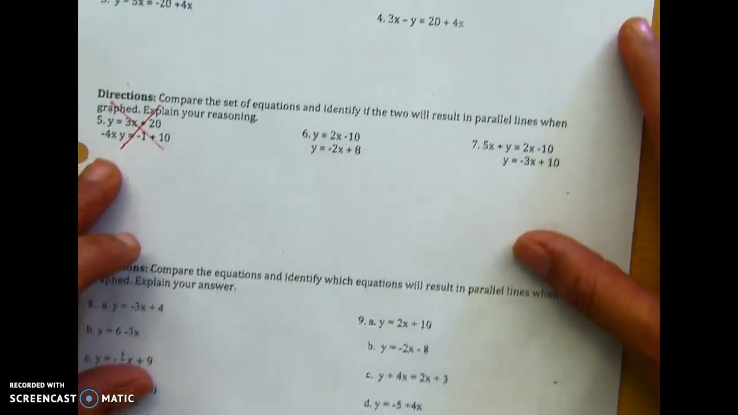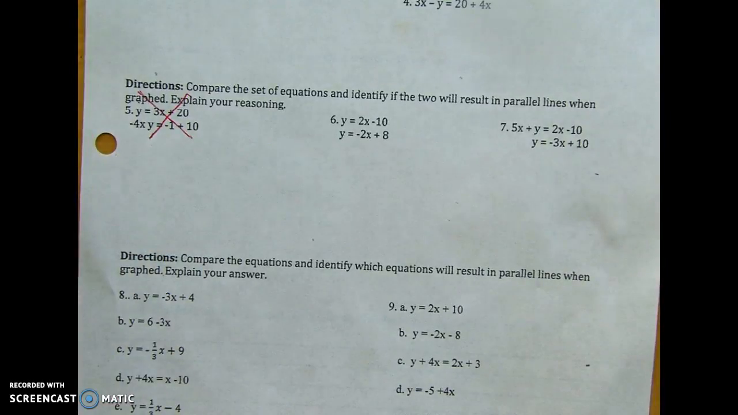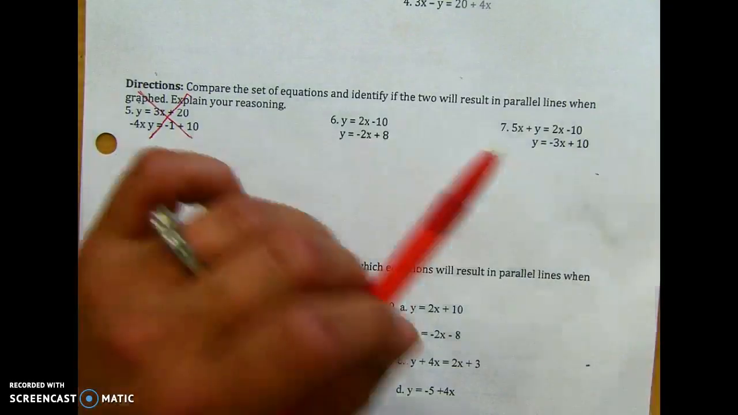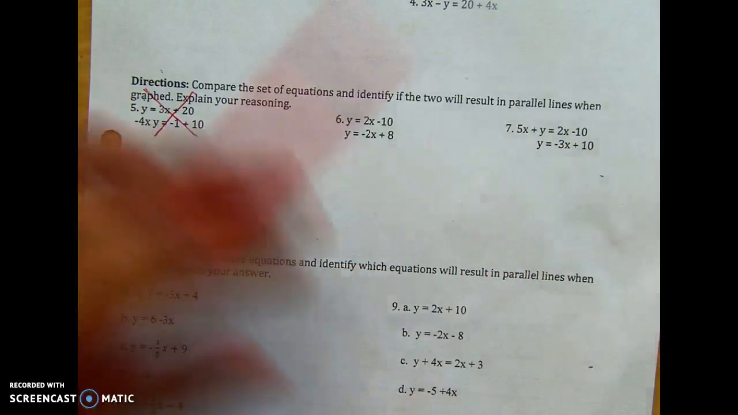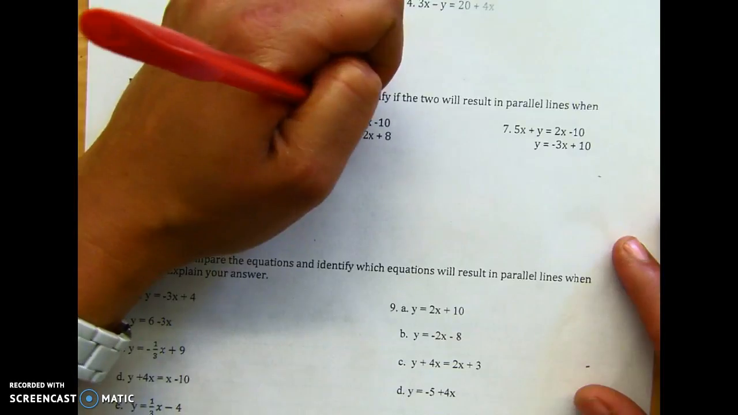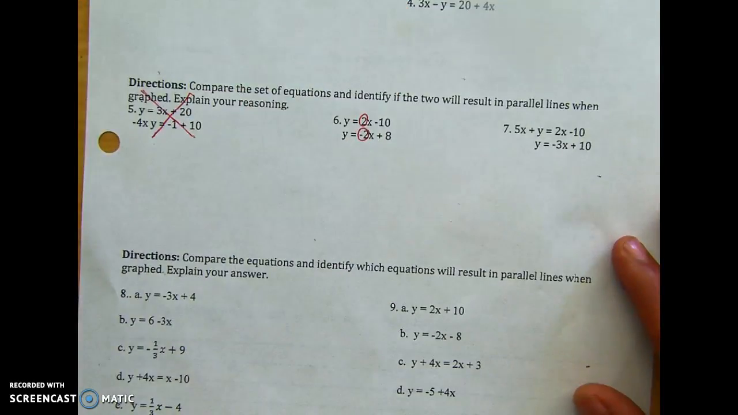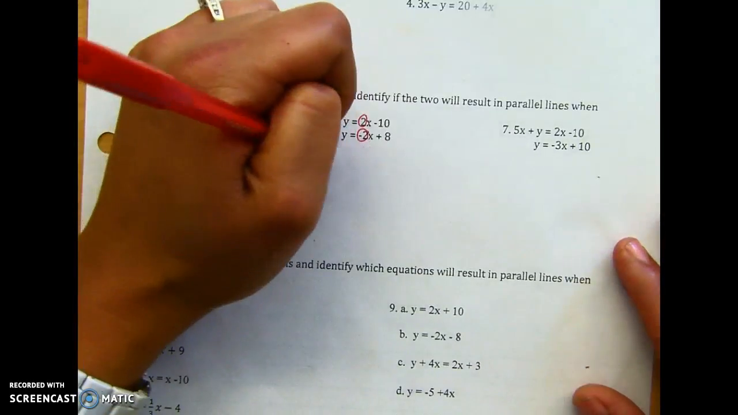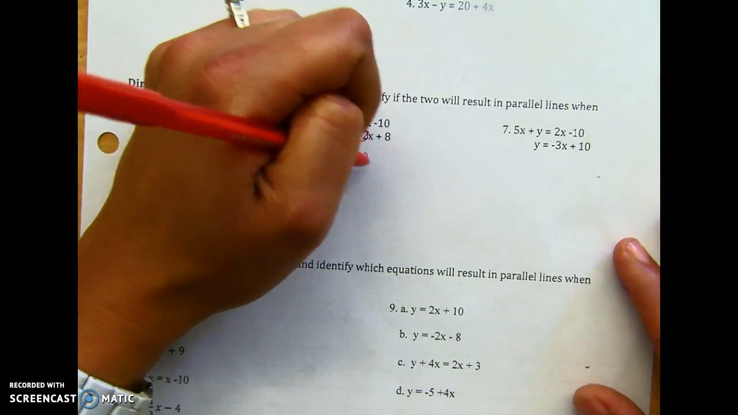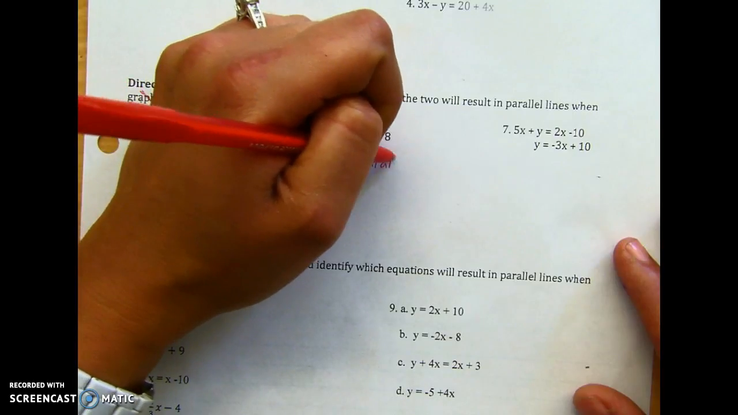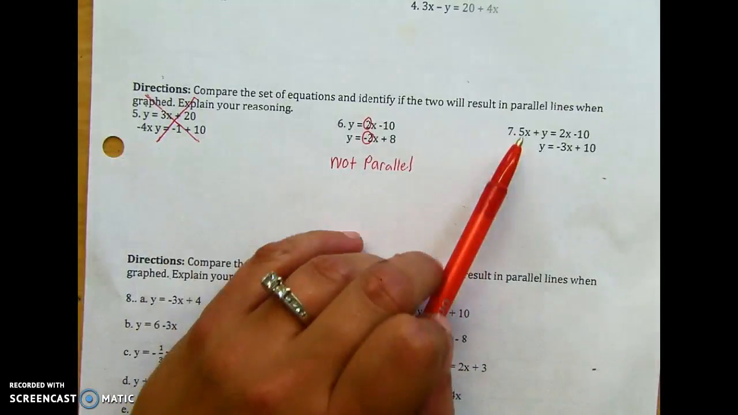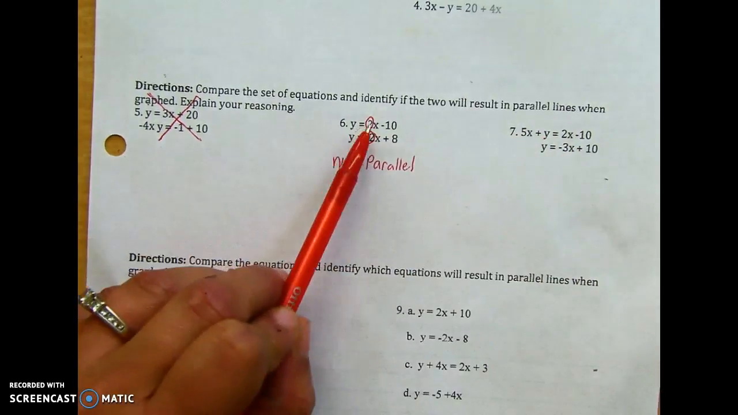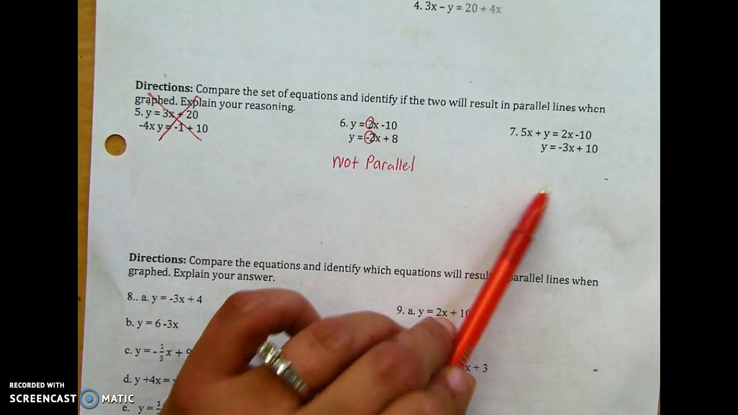For this one, it's asking, will these lines result in parallel? I'm going to leave 5 for you because you need to convert the top one to check. For 6, all I've got to do is look at the slopes. One is positive and one is negative. They are not the same. So this one will not be parallel. You need to convert number 5 and compare the two slopes like I did here and tell me if it is or is not parallel.